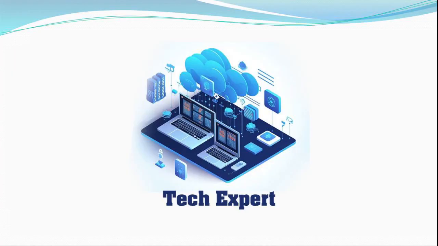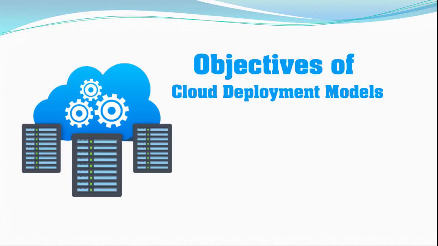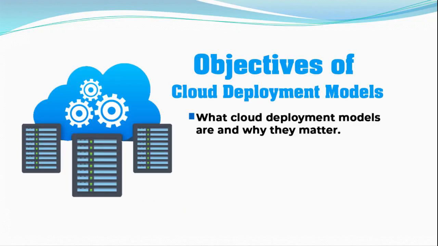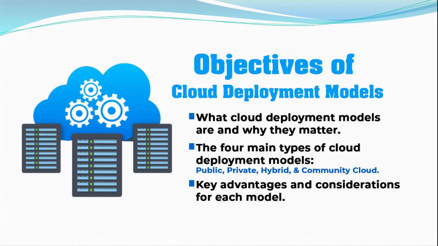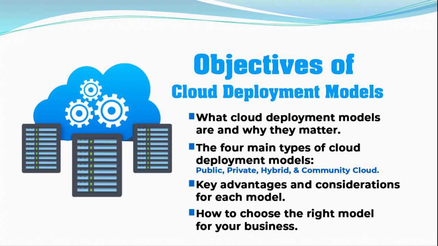Let's get started. Here are the objectives in this video: what cloud deployment models are and why they matter. The four main types of cloud deployment models: public, private, hybrid, and community cloud. Key advantages and considerations for each model. How to choose the right model for your business.